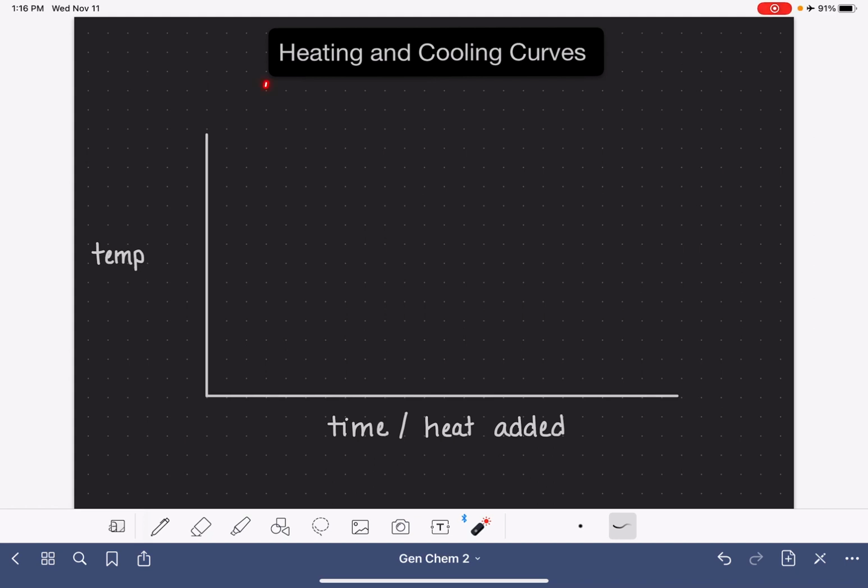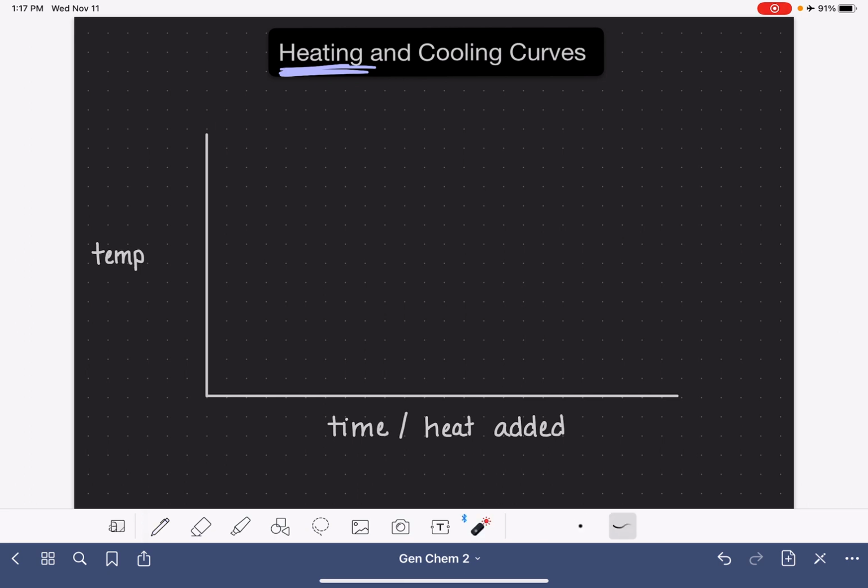In this video, we're going to be looking at heating curves and cooling curves, and we are going to be starting off with a heating curve. A heating curve is a graph of the temperature of a substance as it is being heated up over a period of time. So it's pretty straightforward, but it contains a lot of really valuable information.